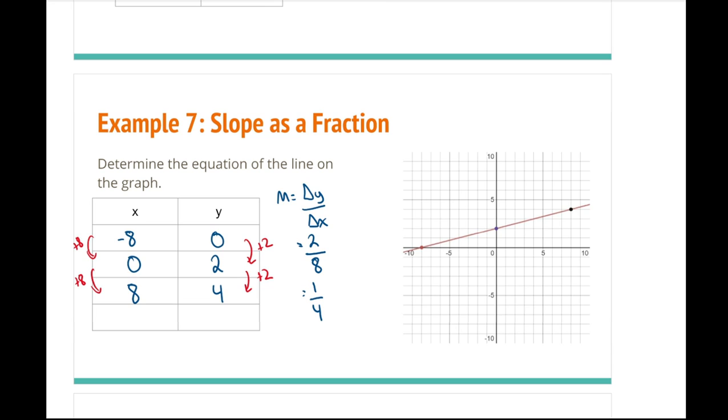To find my constant, there's two ways we could do it. Looking at the table, I can see when x is 0, y is 2, or looking at the graph, where does the line cross? I can see it crosses at 2, so that's going to tell me my constant. My rule will then be y equals 1 over 4 for the slope, the x, and then plus 2. So again, there are different ways you can find that b value, but the slope is always going to be the change in y over change in x.